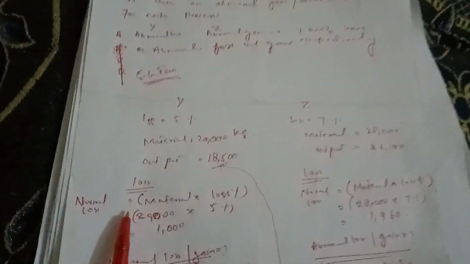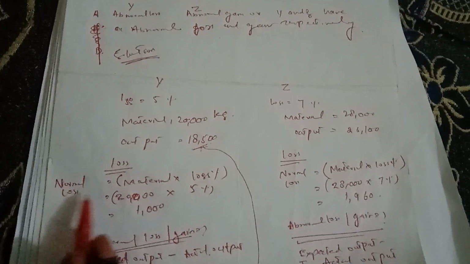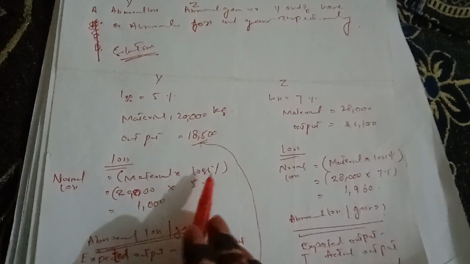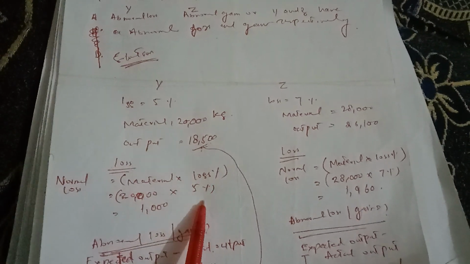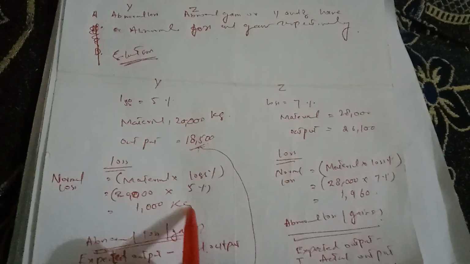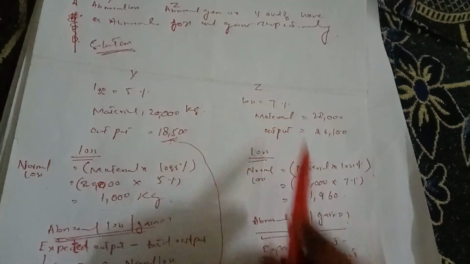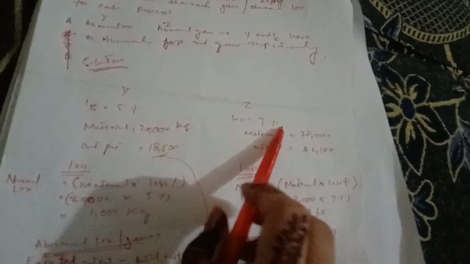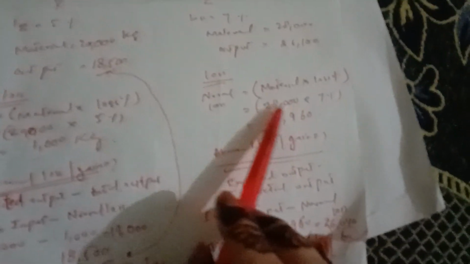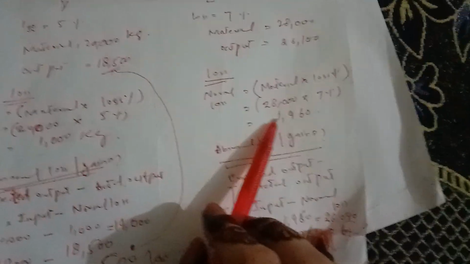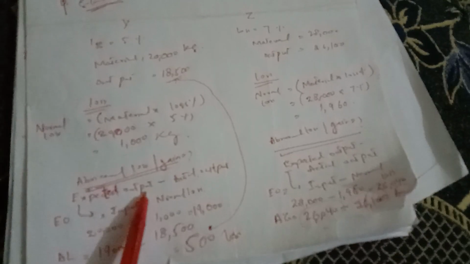As we discussed in our previous lecture, the formula for normal loss is material multiplied by loss percentage. The material is 20,000 kg and the loss is 5%, so there is a normal loss of 1,000 kg. At Z, the material is 28,000 and the loss is 7%, so 7% of 28,000 is 1,960.